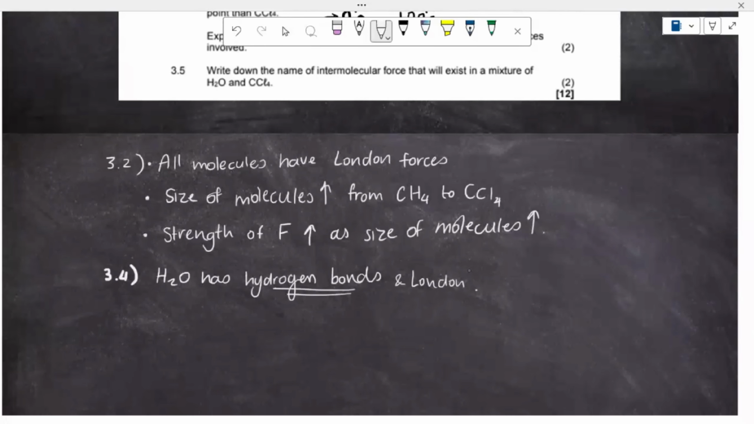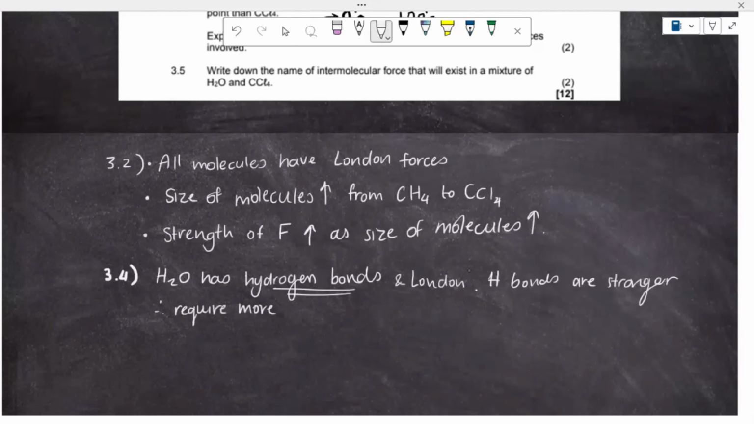The reason why water has a higher boiling point or melting point is because hydrogen bonds are stronger, right? So you actually have to specify that. So you'll say hydrogen bonds are stronger, therefore require more energy to break the bonds.